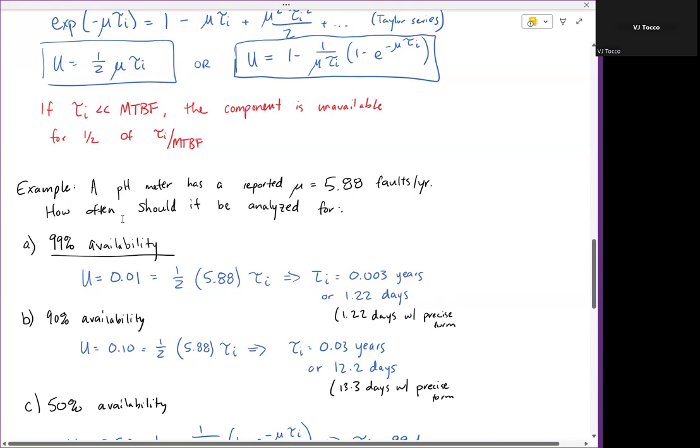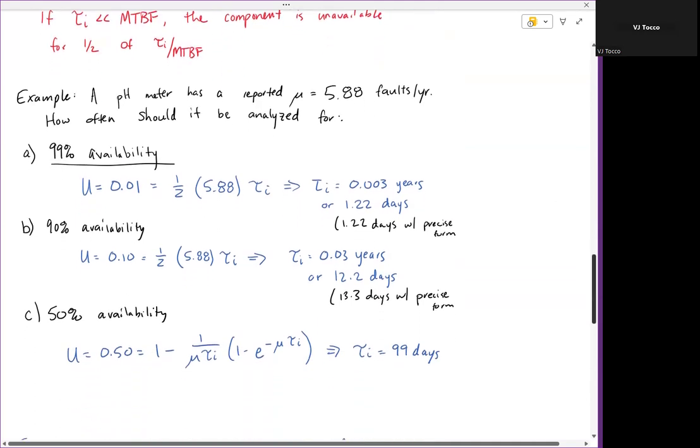So I conclude that if I want my pH meter to be available 99% of the time, I must inspect it close to every day or every other day, which depending on how arduous of a task that is, may be acceptable or unacceptable. But this is a somewhat high mu value. So if the mu value were much less, obviously this conclusion would be less.